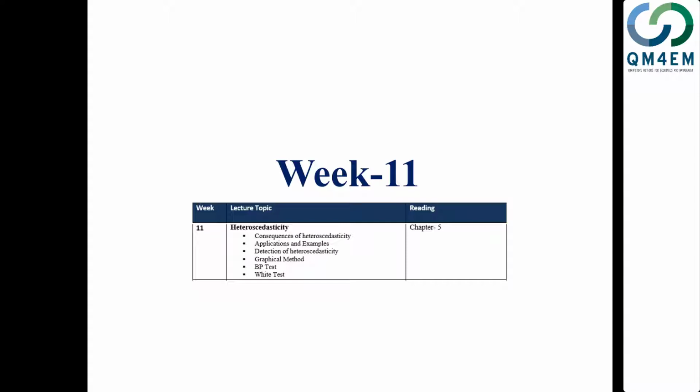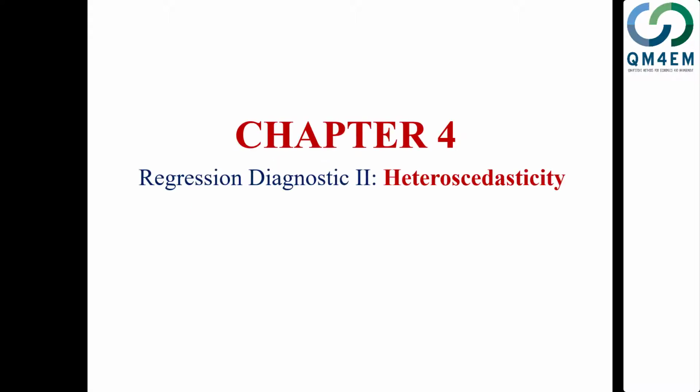So let me start with the topic of heteroscedasticity. This is chapter 4 in the textbook we are following, Econometrics by Example, written by Damodar Gujarati.